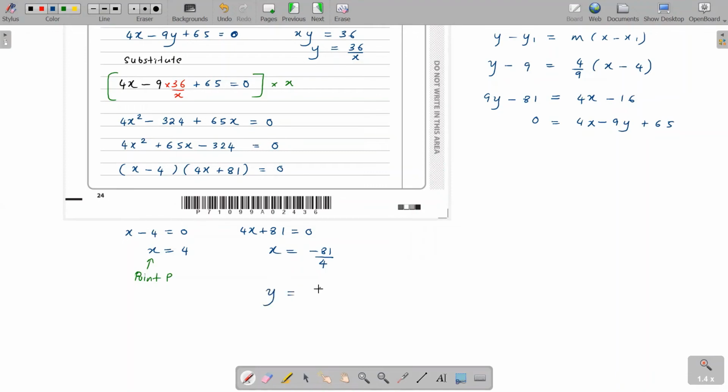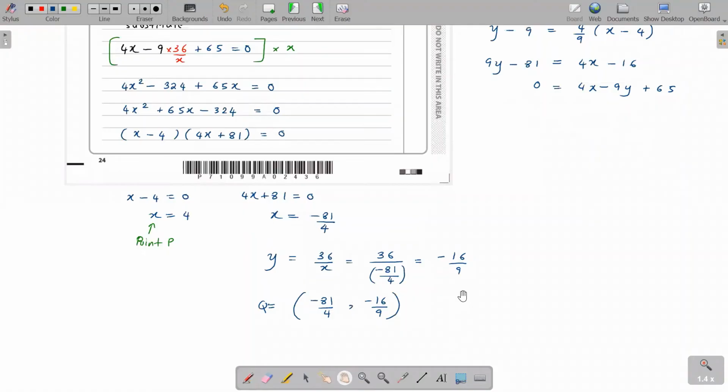Y equals to substitute 36 over x, right? 36 over x is minus 81 over 4. Can I have the answer here? Minus 16 over 9. So what's the point Q coordinate? Minus 81 over 4, comma, minus 16 over 9. Are you with me? Are you following me? Now what do we need? Are we just supposed to find the Q coordinate for 5 marks? No, they want us to find the equation of the tangent at point Q.